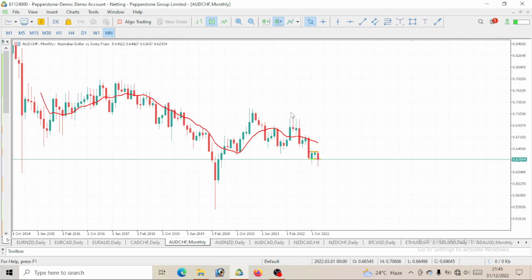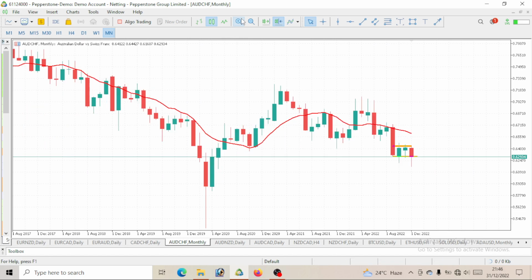So let's take a look at this our AUD pairs. This is AUD Swiss franc, AUD New Zealand dollar, and AUD CAD for the week. Starting with AUD Swiss franc, we would want to analyze this from the higher time frame, which is the monthly time frame. We would want to understand the full movement for this, right?